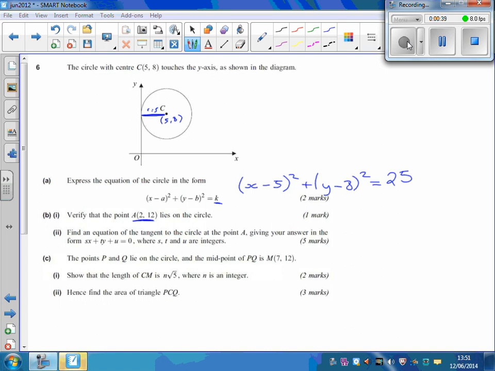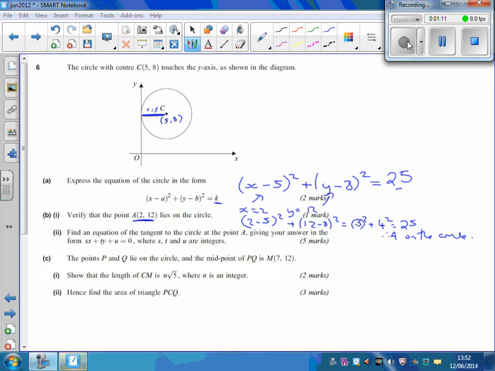So let's put in x equals 2 and y equals 12. So we're going to get (2 minus 5) all squared plus (12 minus 8) all squared. That's minus 3 squared plus 4 squared, and that's 25. Therefore, is it on the circle? A is on the circle, because it equals 25, like it said.